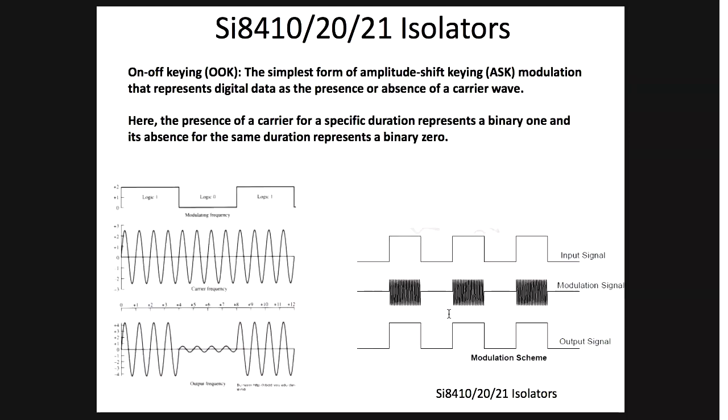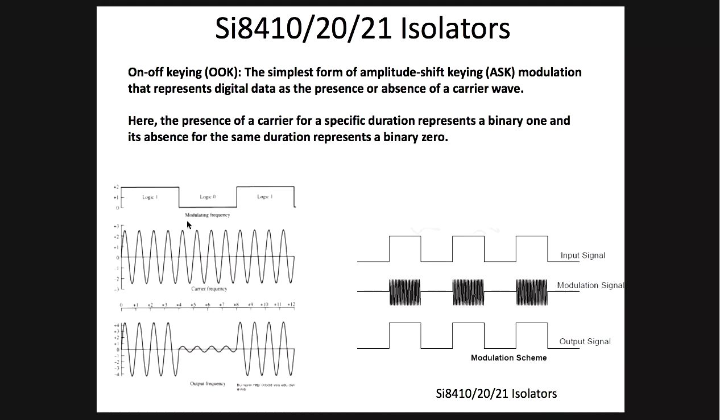See, on-off keying, what do you mean by on-off keying? On-off keying is the simplest form of amplitude shift keying modulation that represents digital data as the presence or absence of a carrier wave. So when you have logic 1, light on, logic 0, light off, something like that. There is no other modulation technique. See, logic 1, 2 volt, logic 0, 0 volt. That is called on-off keying.